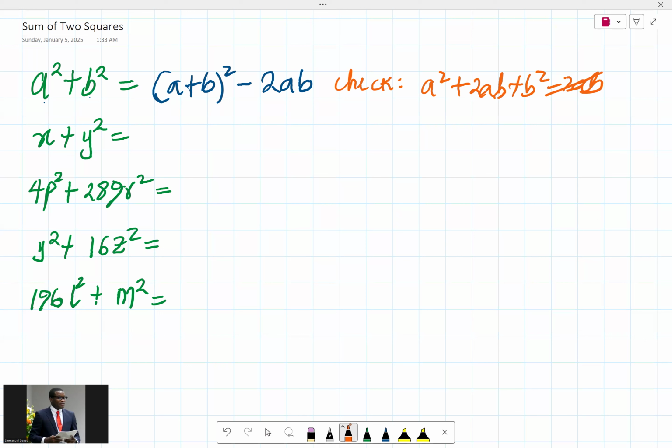So by doing this, 2ab cancels 2ab. So you finally have a squared plus b squared. So you see, it's actually correct. That's like a check on that right there. All right, so let's go ahead and apply the same idea to the next one.